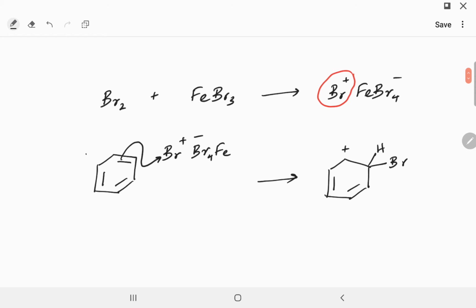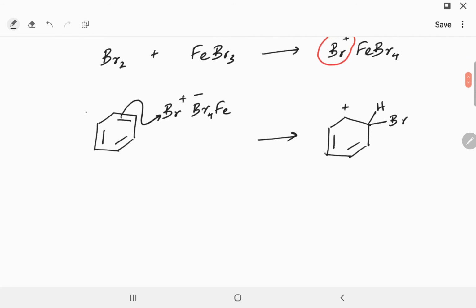Okay, this carbocation is highly unstable, so it is trying to achieve the aromaticity back. Until it gains the aromaticity, it can resonance stabilize this intermediate. Basically you can draw a couple of resonance structures for this carbocation.